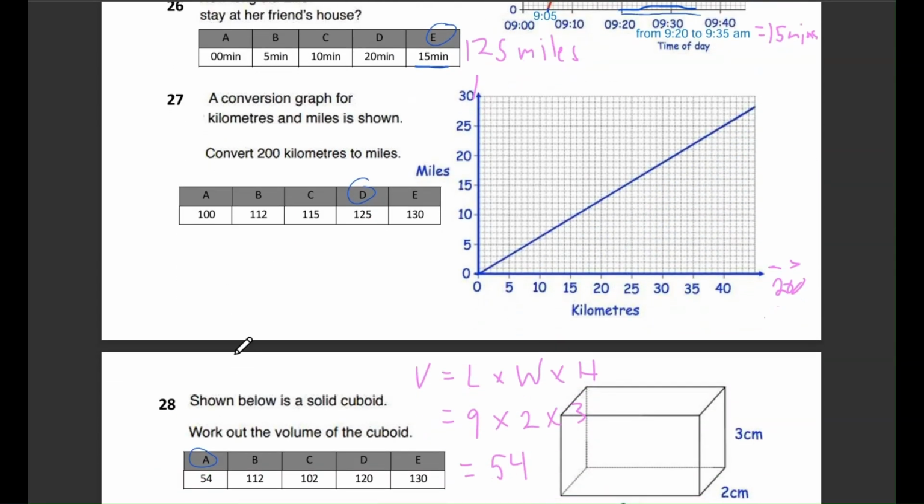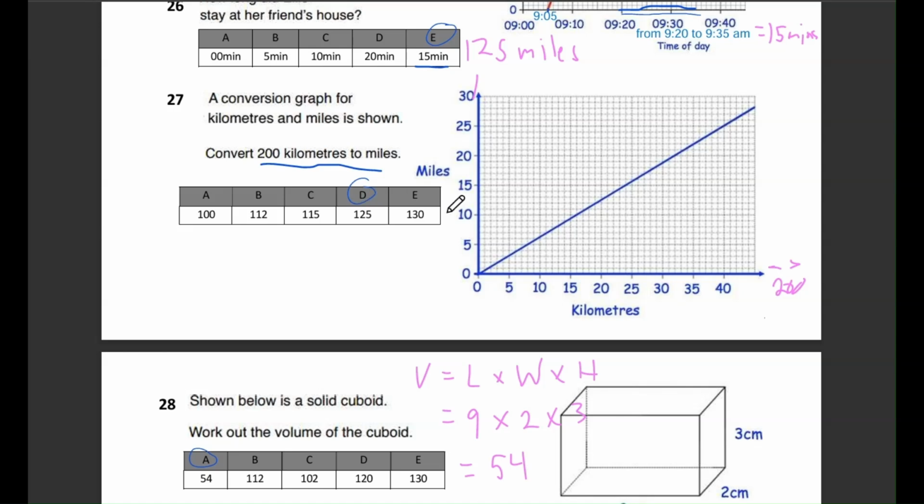Question 27. Okay, class. This question asks us to convert 200 kilometers into miles using a graph. Remember, a conversion graph helps us see how different units of measurement relate to each other. We need to see where 200 kilometers lines up with the miles on the graph. We have multiple choice answers.